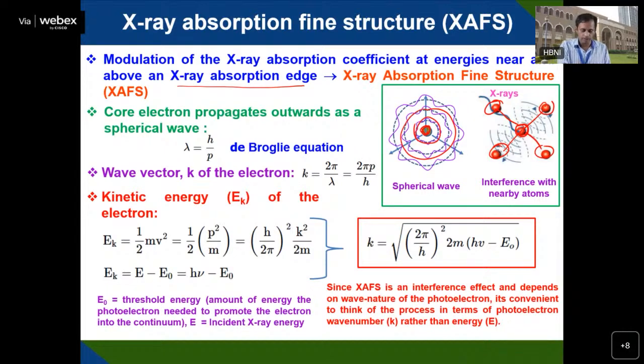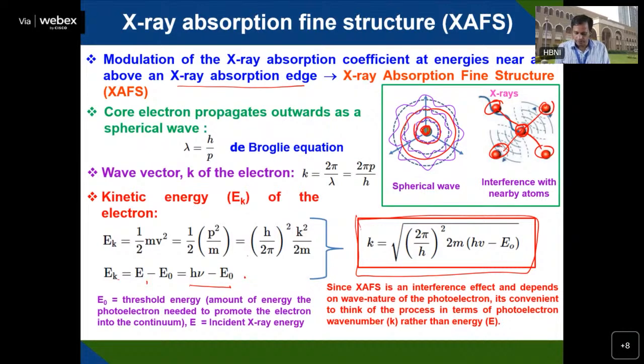Here, the de Broglie equation, lambda is h by p, can be expressed in terms of the wave vector k equal to 2 pi by lambda. In this, the kinetic energy Ek equals E minus E0, that is h nu minus E0. Combining these equations, we get k equal to the square root of 2m into (h nu minus E0) by h bar squared. Here E0 is the threshold energy, the minimum energy the photoelectron needs to move from the hole to the continuum, and E is the incident X-ray energy. So the kinetic energy is h nu minus E0.